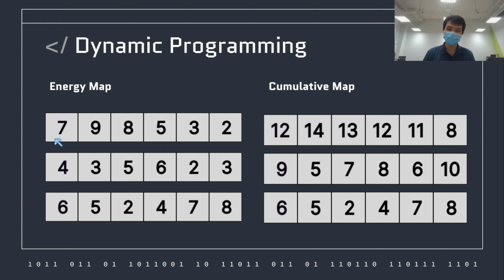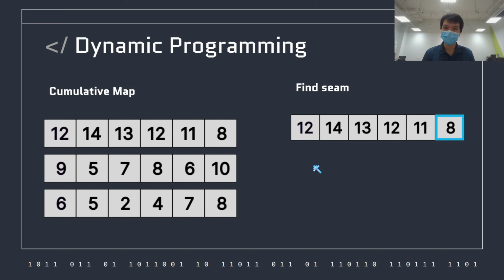Like for example, in this case it is 7. The possible paths are from here and here. Therefore, the cumulative energy map will show that the value is 12, since the lowest possible path is to use the one with the previous row of value 5.